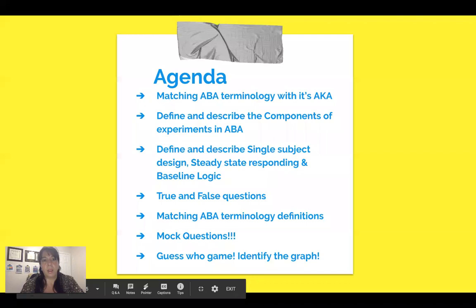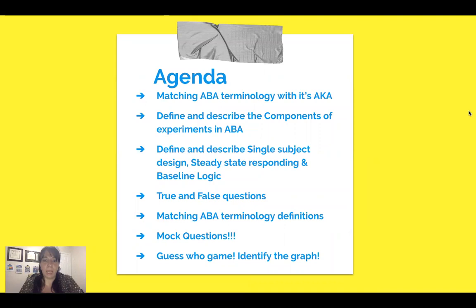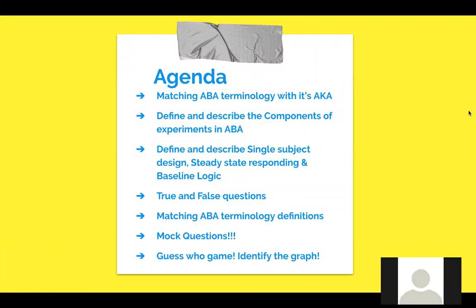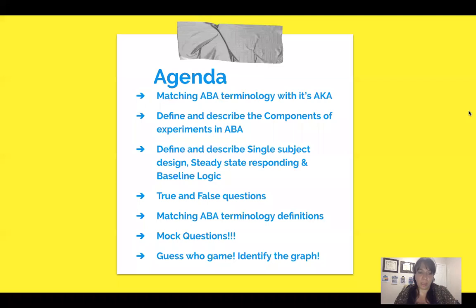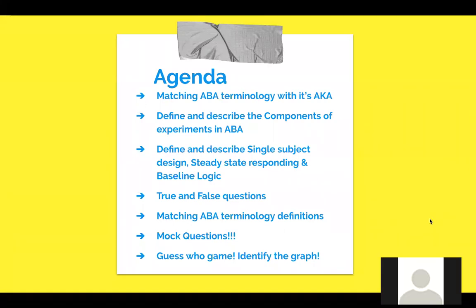Sorry, guys. All right, so my agenda for today is we are going to be matching ABA terminology with their AKAs. We're going to define and describe the components of experiments in ABA. We are also going to define and describe single subject design, steady state responding, and baseline logic. And we're going to have true and false questions, matching ABA terminology. So we're basically going to be matching definitions. We're going to have mock questions at the end, and we're going to have a guess who game to identify graphs. Okay? Did you guys get all of that? That's a lot.